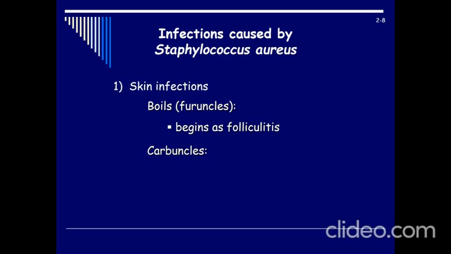A carbuncle is where the infection from the boil spreads into the surrounding tissues. A good way to remember it is all of your uncles get into a car and have a family reunion on your skin. So, car full of your uncles, a carbuncle. Now, I want you to go look in the textbook for the definition of a sty.